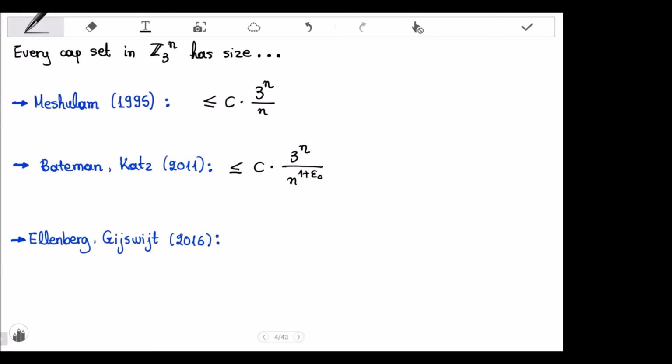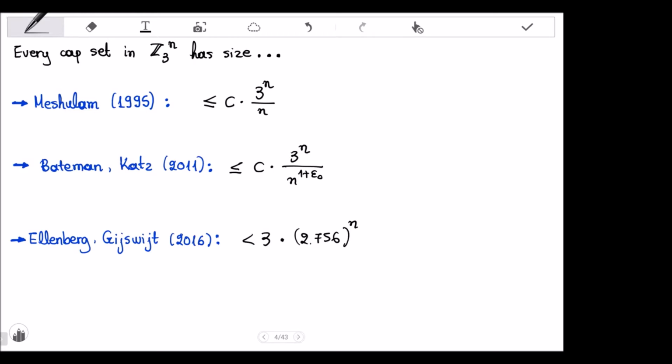And finally, Ellenberg and Gijswijt showed something way better. These used highly non-trivial techniques. Using the slice rank method, which is essentially linear algebra, they showed that this 3 can be reduced here. So they showed it's at most a constant times 2.756 to the n. And the constant is even explicit, it can be 3. Okay. So this is considerably better, and effectively they finished the problem because there are lower bounds that are of the form 2 point something to the n.